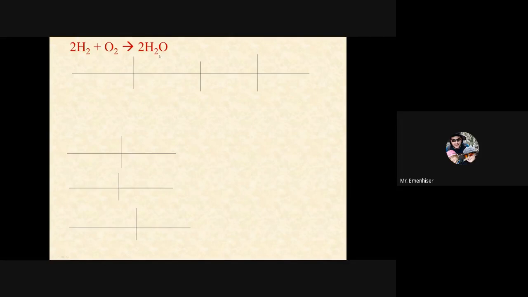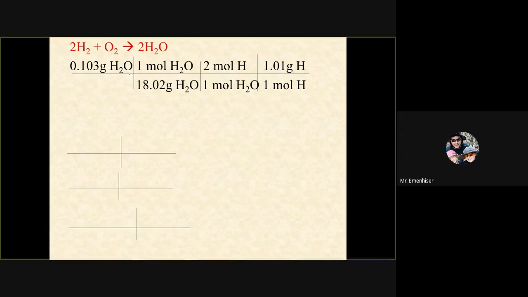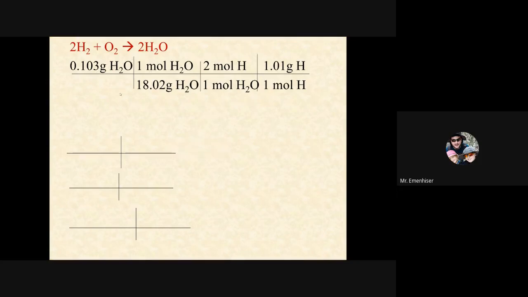2H2 plus O2 makes 2H2O. So there's the grams of water. Let's see what we're doing. We're going from grams of water to moles of water. And then, like I said, 2 moles of hydrogen for every 1 mole of water. So now you have moles of hydrogen. Moles of water cancels. This is canceled. And so now you got mass of water. I'm sorry, mass of hydrogen. All right, let's see what else we got. Now that's our mass of hydrogen.